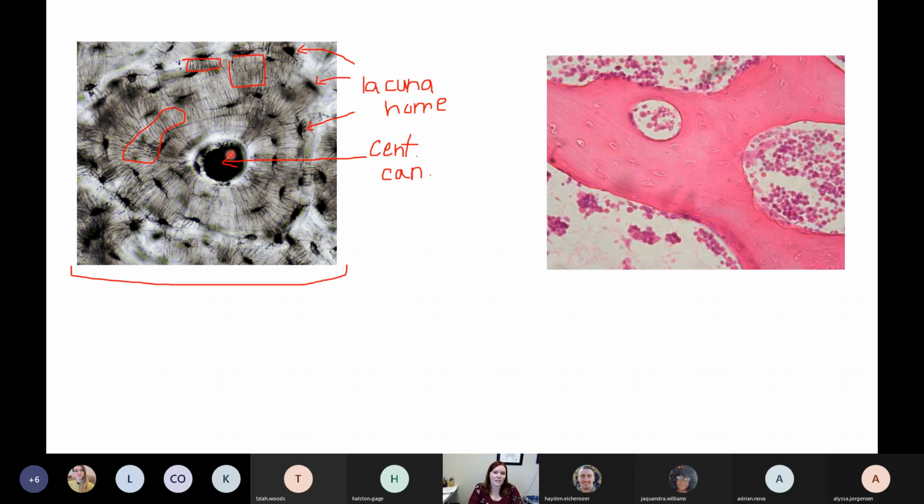So the last thing for us to label on this slide are all of these little spider webs that we see, little canals that allow these cells to get oxygen and nutrients, allow them to communicate with each other. It's their connection to each other.